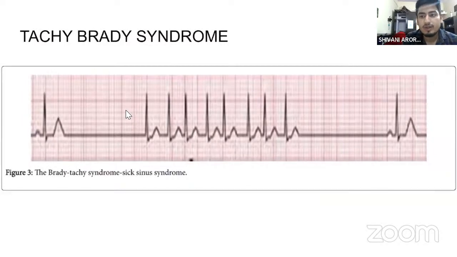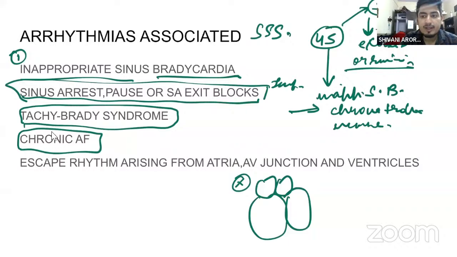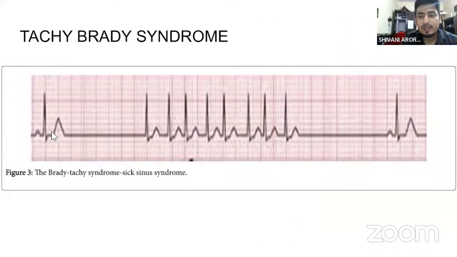This is also one of the presentations of sick sinus syndrome or SA nodal dysfunction. So how? Let us discuss. Suppose there is SA nodal dysfunction due to which there is sinus bradycardia. We have already discussed that inappropriate sinus bradycardia is one of the presentations of SA nodal dysfunction. So sinus bradycardia is going on because of that SA nodal dysfunction. Clear? And suddenly the SA node stops firing.